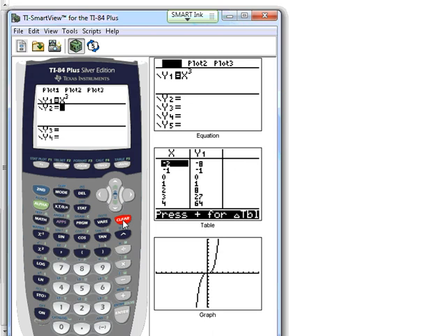Hit zoom 6 and it'll probably fix it. Otherwise, make sure there's no plots on. Okay, so hit graph x to the third. You remember how this looks? Take a guess what happens when you graph x to the fifth. Just like this, except a little skinnier. X to the seventh.